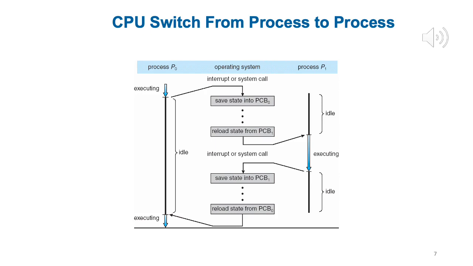You can see for some period of time both processes are idle, none of them is executing. That is the context switch overhead. Once we reload the state from PCB 1, we can start executing P1. P1 runs for a while, and then again it's time for P0 to run. So save state this time of P1 in PCB 1, and then reload state from PCB 0 and start executing P0. You can see we have two context switches, and you can see the overhead, and during this context switch overhead neither process is running.